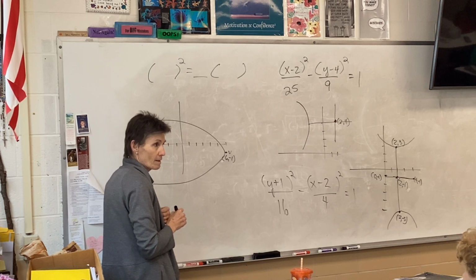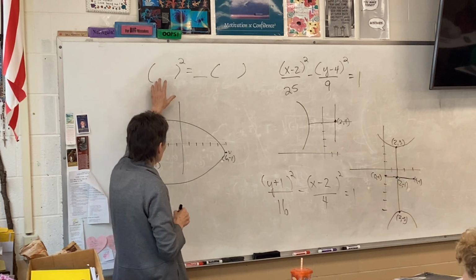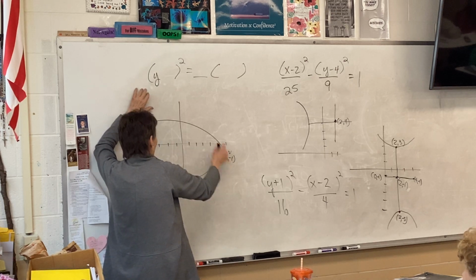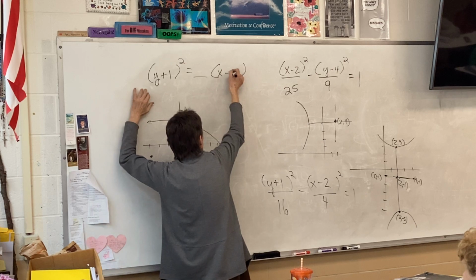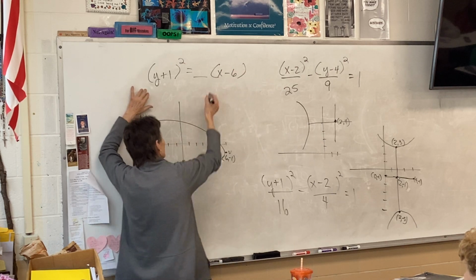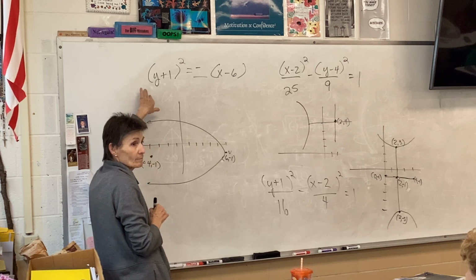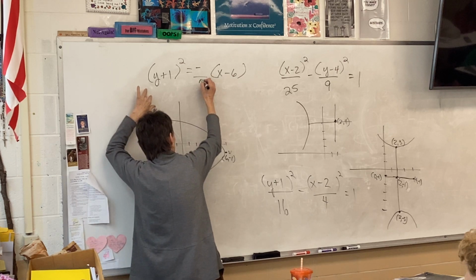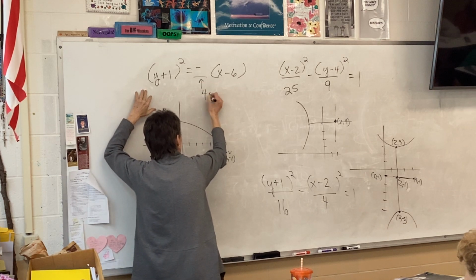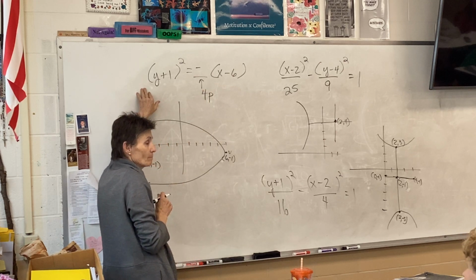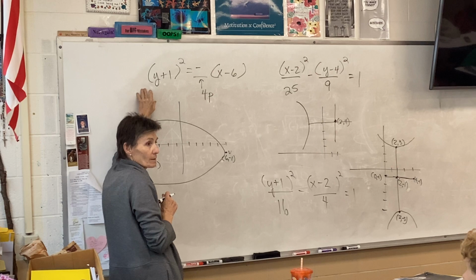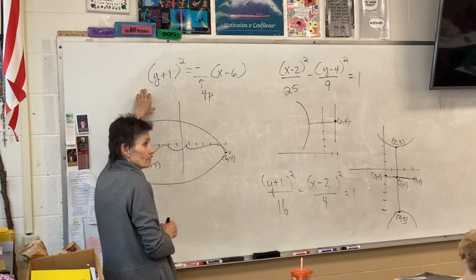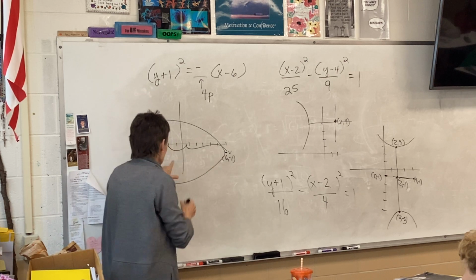Okay? Now, because it's opening left, which letter is going to be my squared letter? Y. So y plus 1, x minus 6. And left is a negative direction. Left and down. In the equation of a parabola, this number is 4p. This is p. What is that distance? This is p right here.